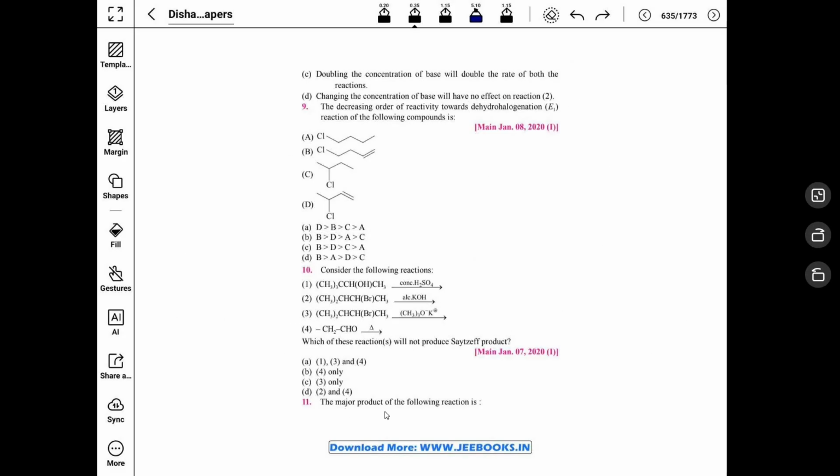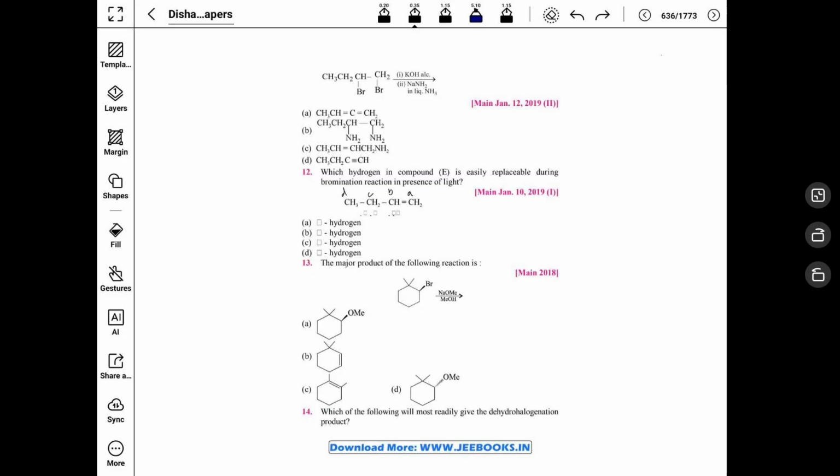Question 11. The major product of the following reaction. Okay, so this is a dihalide, a 1,2-dihalide. Whenever you see a 1,2-dihalide reacting with alcoholic KOH and after that sodamide in liquid ammonia, then it leads to the formation of alkynes, triple bonds will come. And so if you see in the given options, the correct answer will be D.